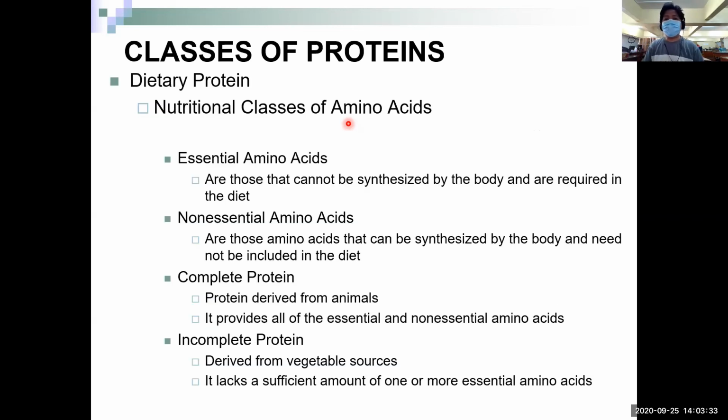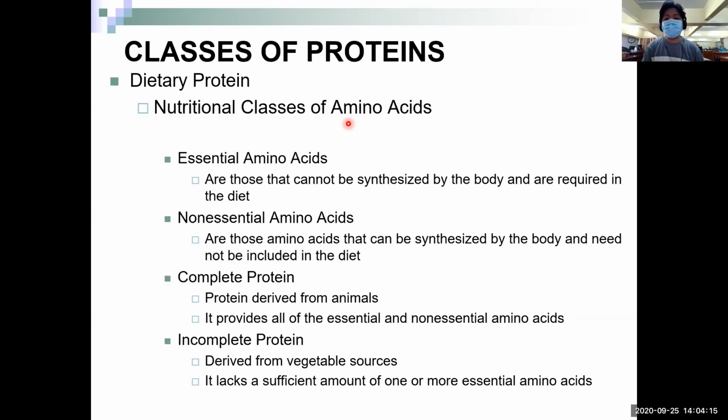Then we have dietary proteins. Dietary proteins are proteins that are needed by our body. We actually have 4 types of dietary proteins. We have essential amino acids, which make up the essential proteins that we need. Also the non-essential amino acids, the complete proteins, and also the incomplete proteins. Essential amino acids are those amino acids that cannot be produced naturally by our body. That is why they are called essential, because we cannot produce them.